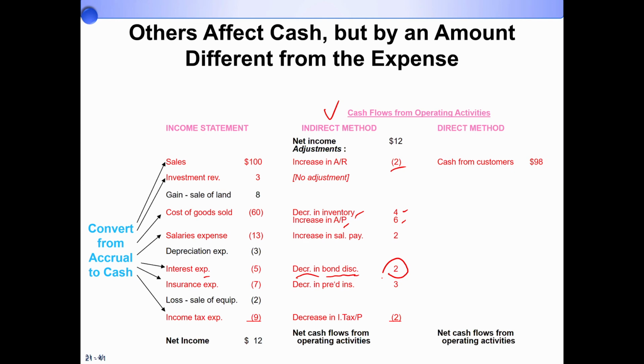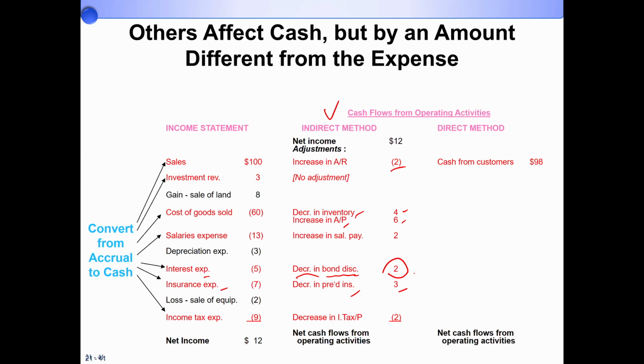Then we have insurance expense. The related item is a current asset, prepaid insurance. Prepaid insurance in this case decreased. A decrease in current assets means you're going to plus. So that's why we plus 3.